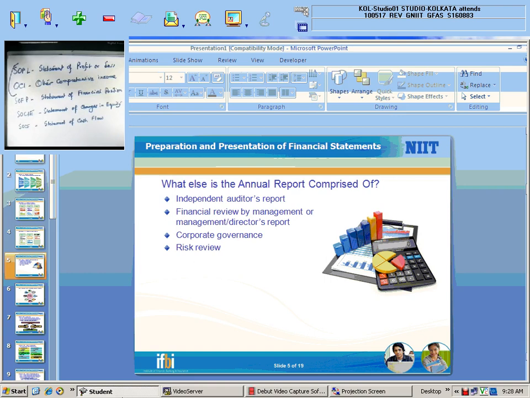in this course. So additional statements that form an entity's annual report are basically independent auditor's report, management or director's report, corporate governance report and risk review report. Just for your knowledge and understanding, we are mentioning these things, but we are not going to discuss them in details.